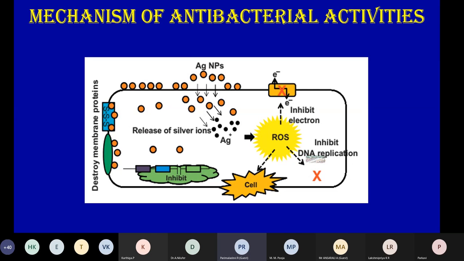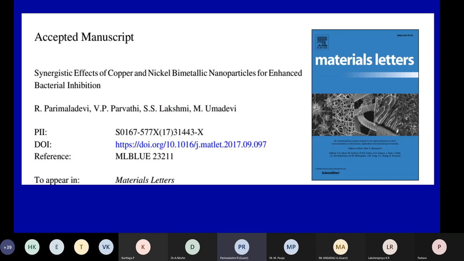So this nanostructured silver, or semiconductors like zinc oxide and titanium oxide, will generate ROS, that is reactive oxygen species. It is normally released inside the cell, and this ROS helps in killing the microbe via membrane cleavage and protein damage. So this silver effectively acts as an antibacterial agent. But this is very costly.